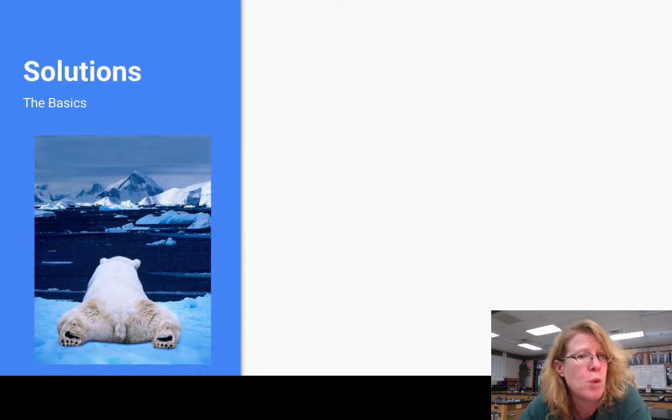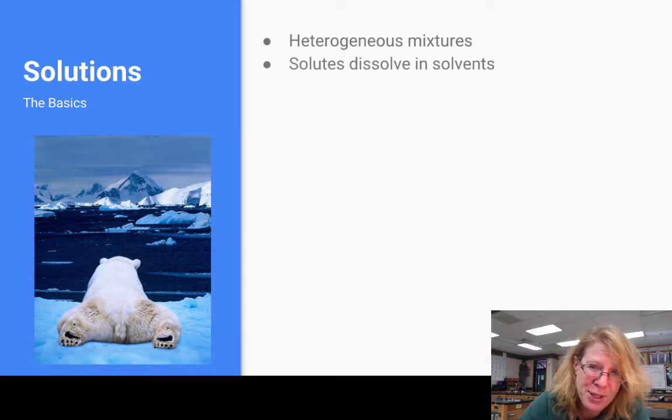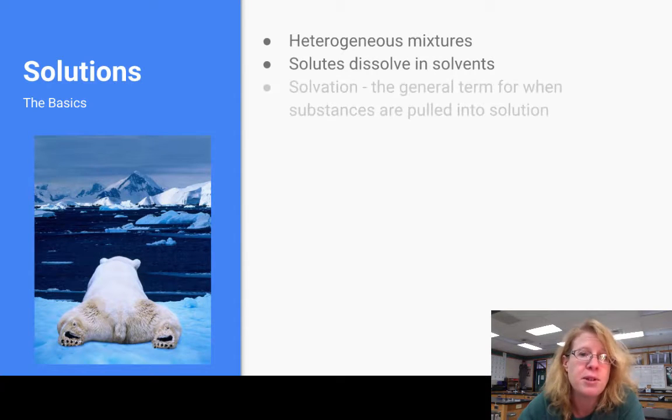So here's our review from what we did today. So the basics, here's our polar bear, right? Solutions are homogeneous mixtures that are combined of at least two different things. We've got solutes that dissolve in solvents. The solvents are present in the bigger quantity. The solutes are present in a much smaller quantity.